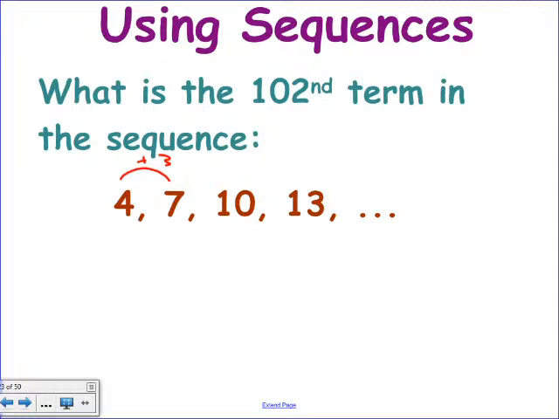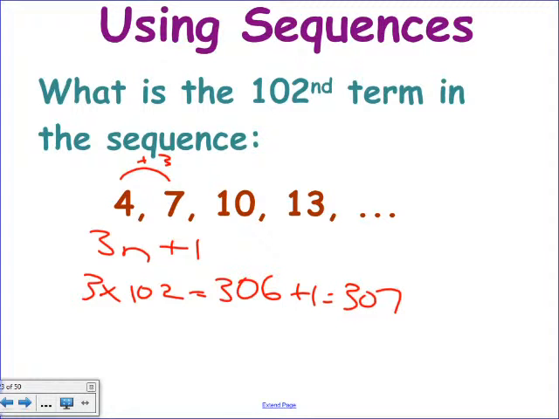So what does that give us? 3. And then our adjustment. Plus 1. Everyone get that? So that's the nth term that defines it, and then all I need to do to get to my 102nd term is 3 times 102. So that gives me 306, and then you add 1.